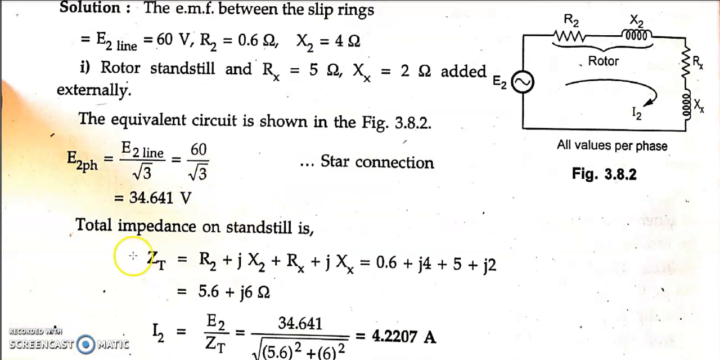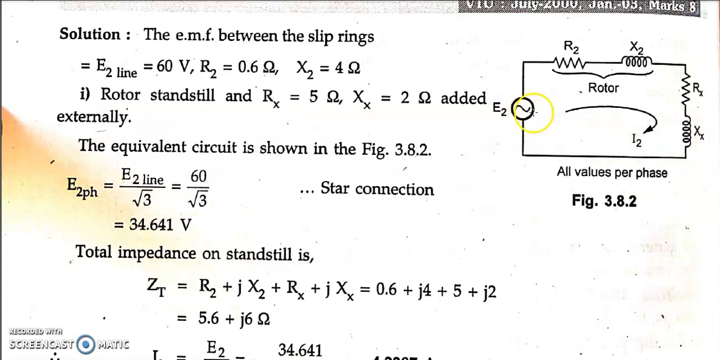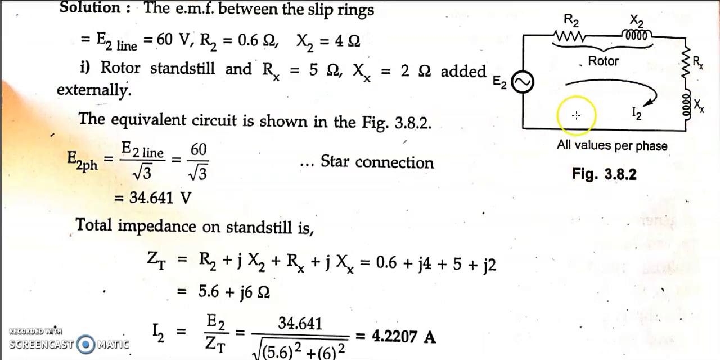Now the basic formula, you know that I2 is equal to E2 divided by R2 plus jX2 plus Rx plus jXs. In that manner I'm going to calculate I2. So let us calculate the total impedance of this whole circuit. Total impedance is R2 plus jX2 plus Rx plus jXs. Substitute the R2 value as 0.6, which is already given, and X2 as 4, that is j4, the imaginary part, whereas Rx is 5 and Xs is 2, both given. Add 5 plus 0.6, it will be 5.6, and add the imaginary parts, it is j6.